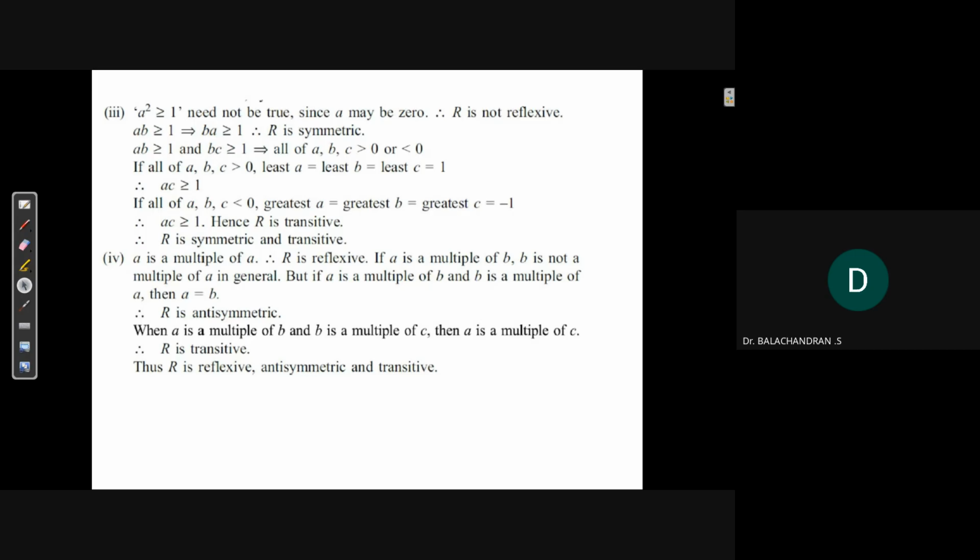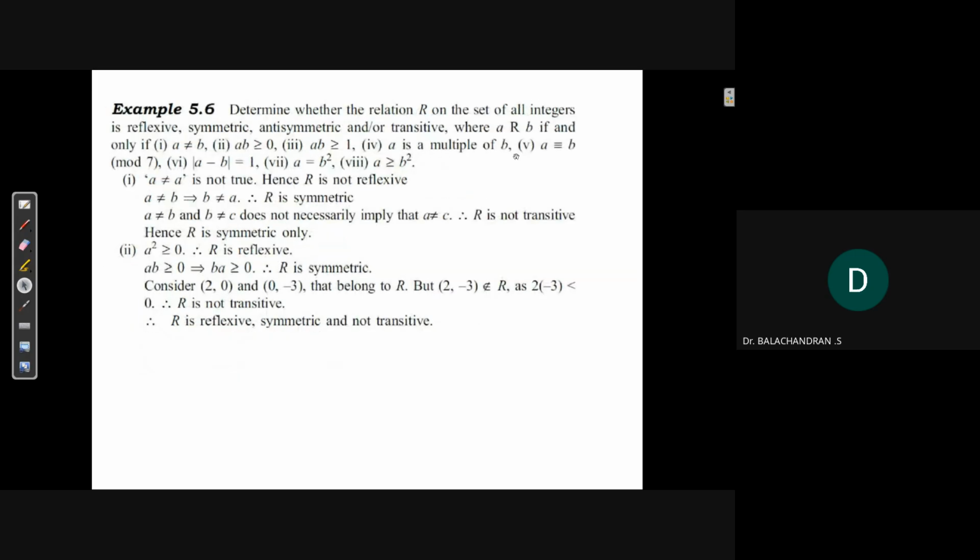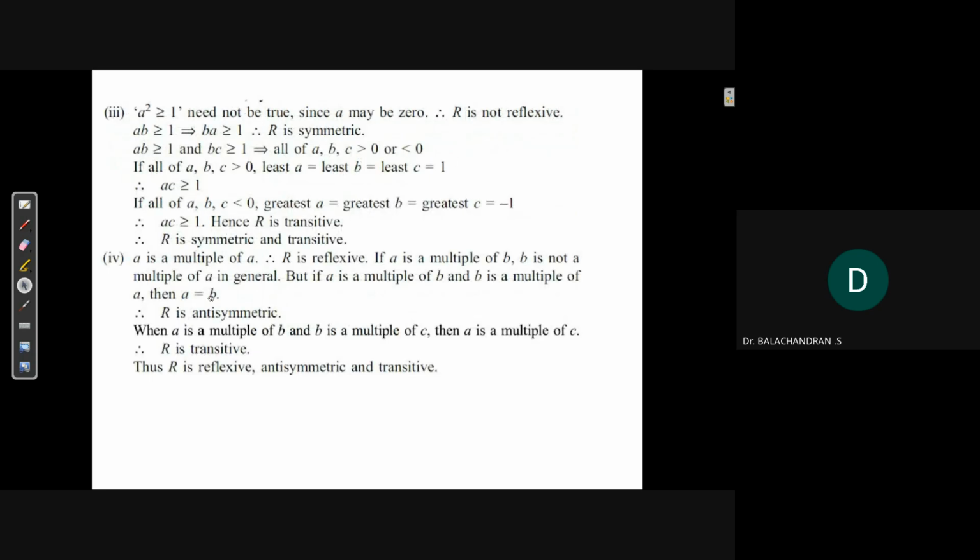Okay, next, fourth one. a is a multiple of b, you can easily prove. To prove it is reflexive, a is a multiple of a, which is correct. So that's why R is reflexive. Next, a is a multiple of b, but it is not symmetric. If a is a multiple of b, then you cannot say b is also a multiple of a in general.